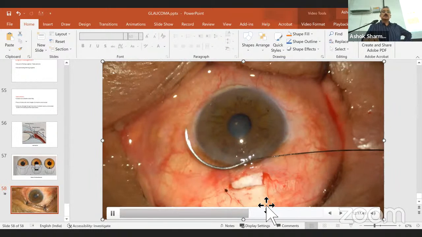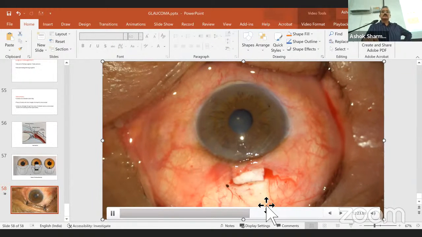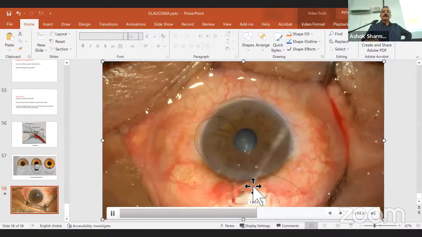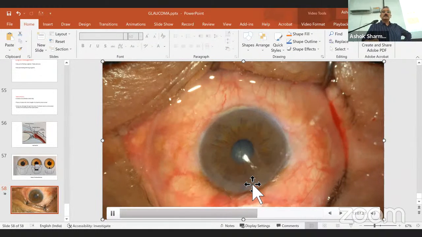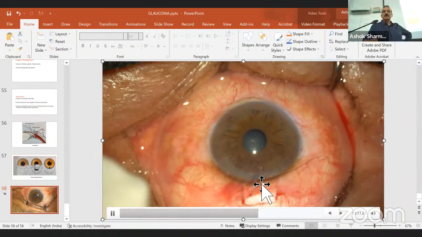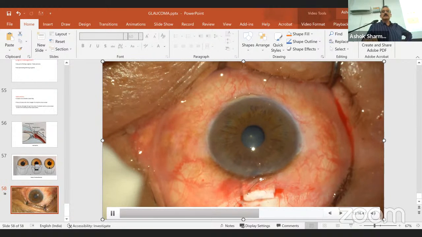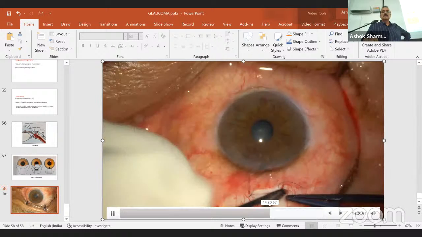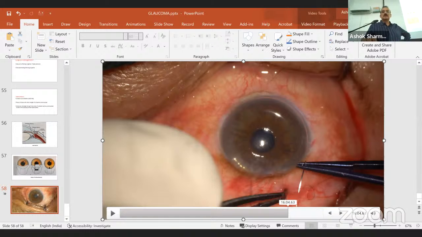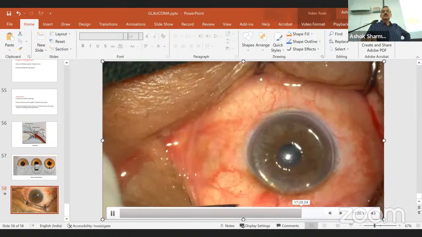I will remove the traction suture. You can see this is the iridectomy. You can see something over here, underneath the cornea, there is a black spot. You can appreciate it. Fine. I'm giving sutures to the sclera, 1, 2. Then conjunctiva. Continuous sutures in the conjunctiva. Suture the conjunctiva.